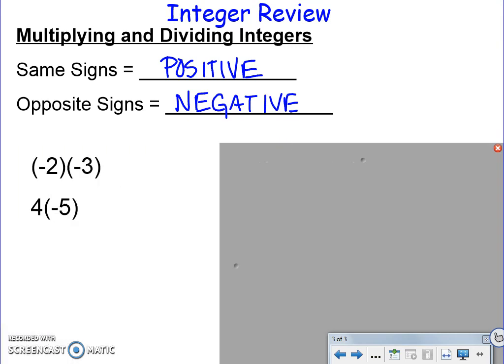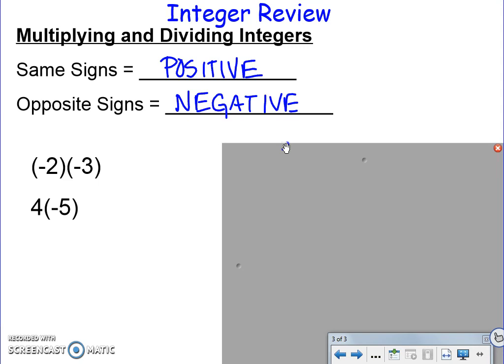Okay, let's look at a couple multiplication problems. Now, I use parentheses for multiplication. Remember that you can use the little dot. We don't really want to use that X anymore. You want to use that little dot, or you can wrap it in parentheses like I do.